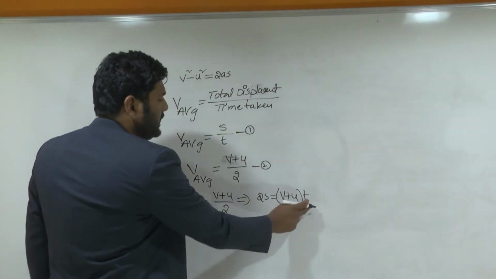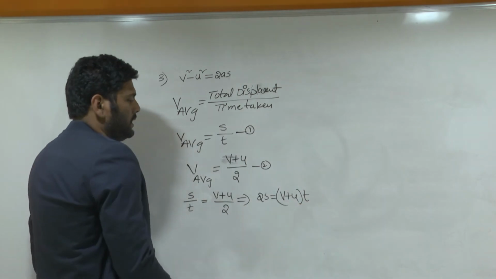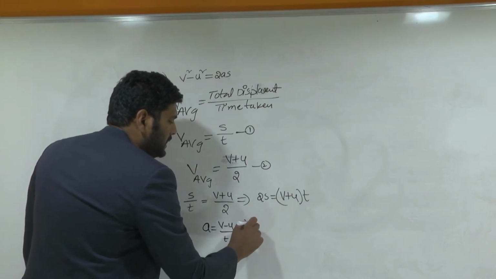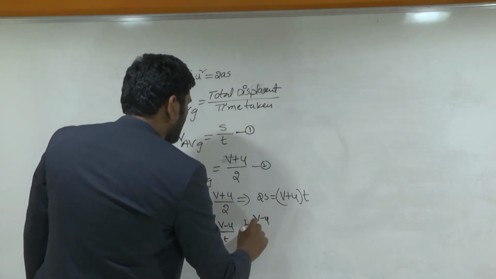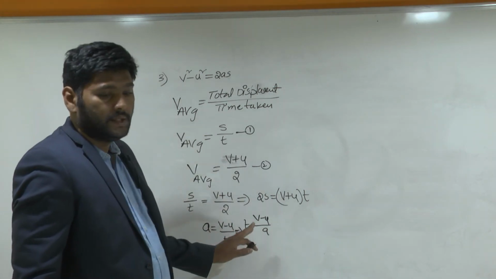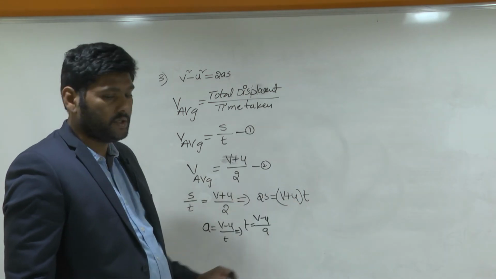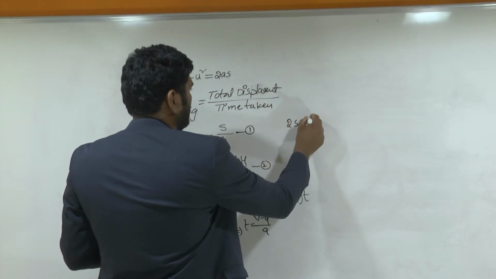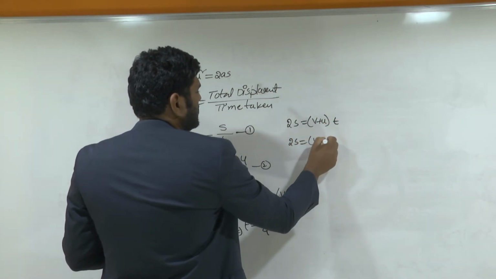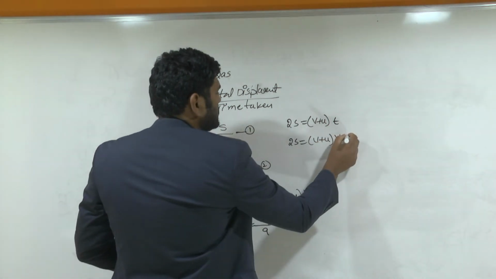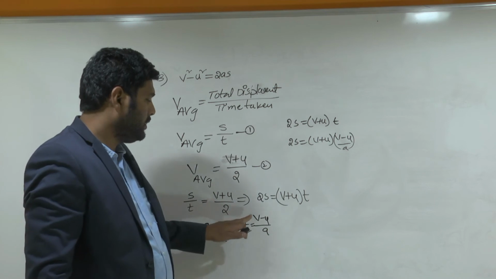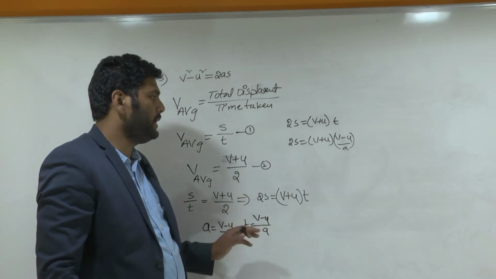But look at this t. I can substitute t. The acceleration is equal to v minus u by t, so t is equal to v minus u by a. By using the acceleration relation, I found the t value. Substitute this t value in the above equation: 2s is equal to v plus u times t, where t is v minus u by a.